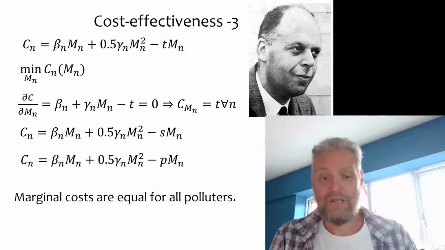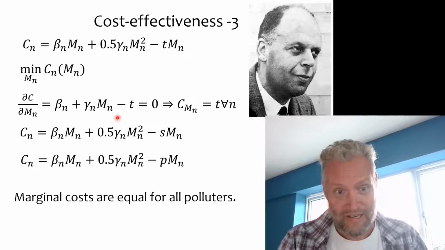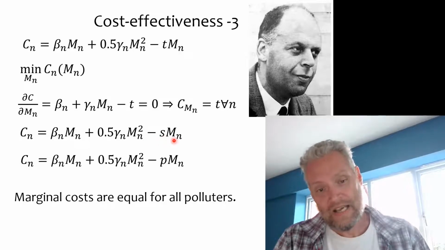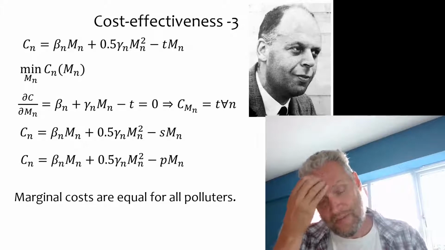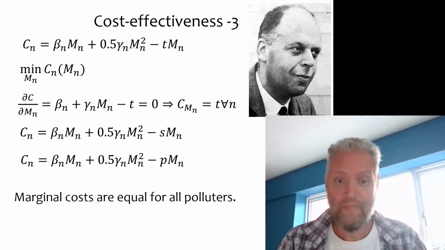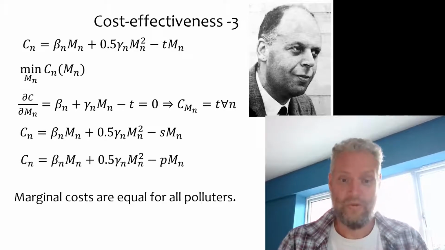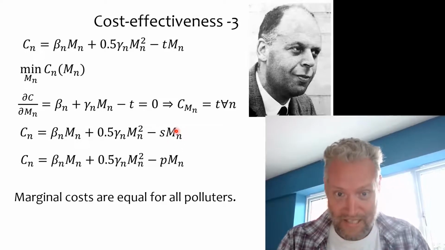Now what happens if we have a subsidy instead? Well, the cost of emission reduction are still the same. Now we have to subtract S M. Why do we subtract S M? Well, the more emissions you reduce, the greater M, the greater your emission reduction, and the greater your emission reduction, the higher the subsidy and the lower your costs. So this becomes a minus S M.